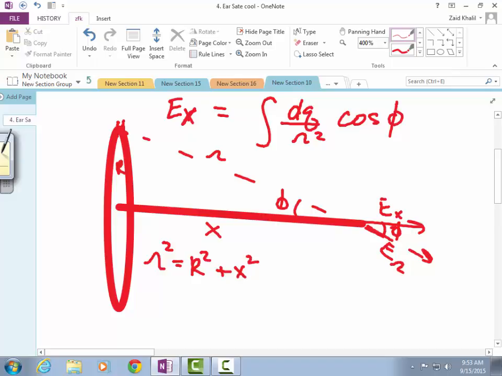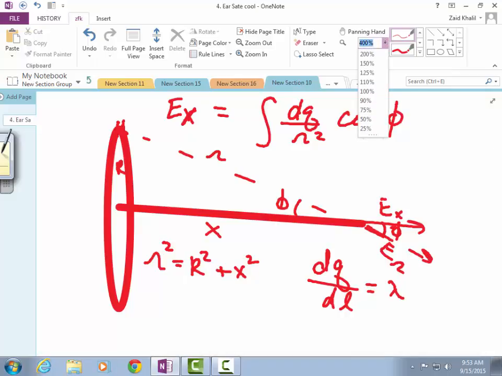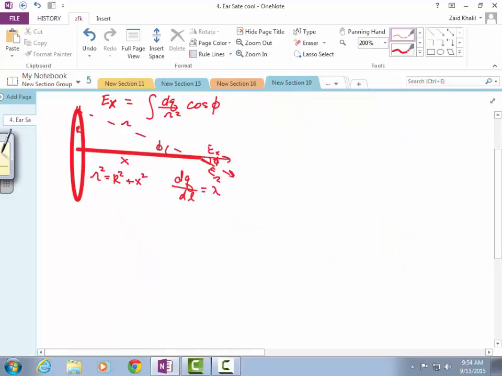And so dq, this is a ring, it's basically just a line of charge. And so dq over dl is equal to the linear charge density, lambda. So I'll zoom in a little bit. Okay? And so therefore dq equals lambda dl. And dl is what? The infinitesimal length along the circumference. So dl is going to be simply r d theta.